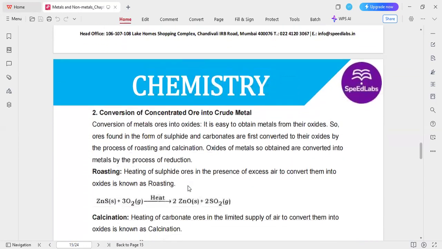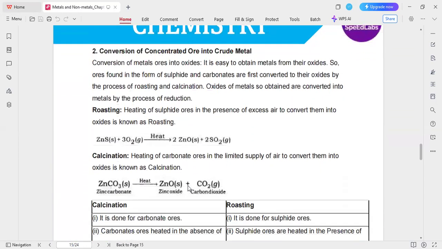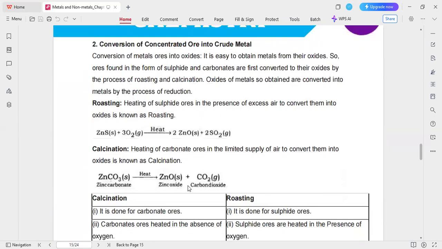After the concentration of ore, we do the conversion of concentrated ore into crude metal. Metal ores are converted into oxides, since it is easy to obtain metals from their oxides. Generally, ores found in the form of sulfides and carbonates are first converted into their oxides by the process of roasting and calcination. The oxides of metal so obtained are converted into metal by the process of reduction.